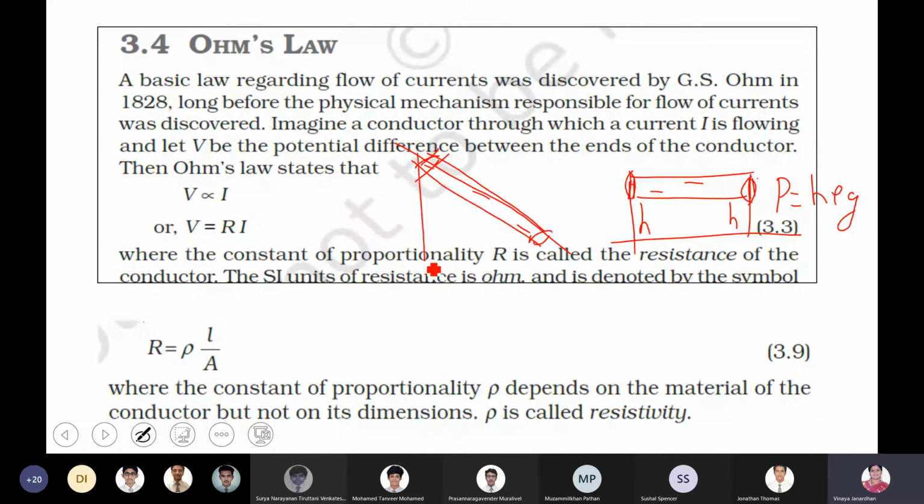Look at this. This end will be at a high pressure. This end will be at a low pressure. So there is a difference in pressure. Your liquid will flow from a region of high pressure to a region of low pressure. You need not do any work. Naturally, it will flow. The same thing happens in your fluorescent bulb.